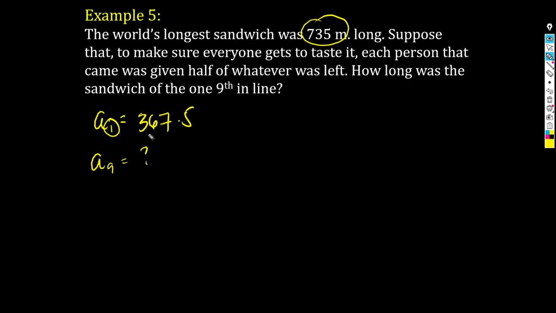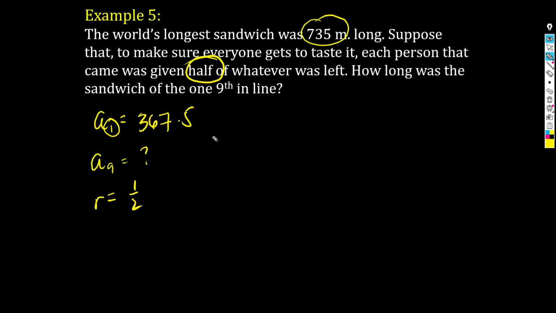Syempre, isang critical pa na kailangan natin to determine the 9th term. Bukod sa first term, kailangan ko rin si r. Ang tanong, ano si r? Again, based on the problem, intindihin, pause. Okay, dapat may sagot ka na. Ang r natin dito, since to make sure everyone gets to taste it, each person that came was given only half of whatever was left, which means my r is 1/2.